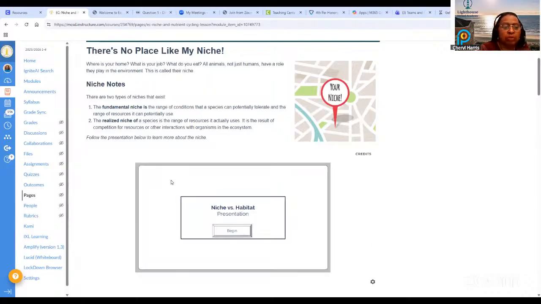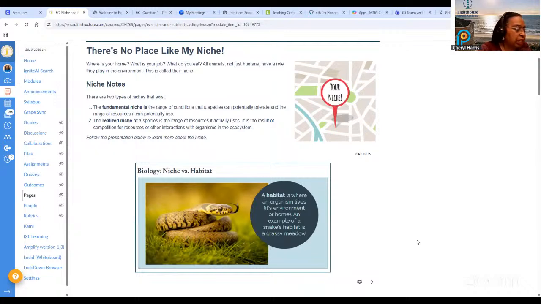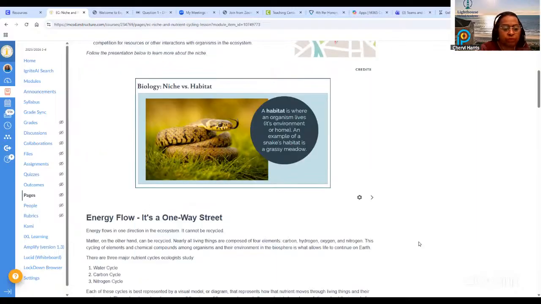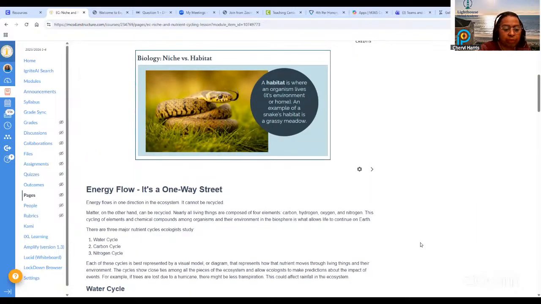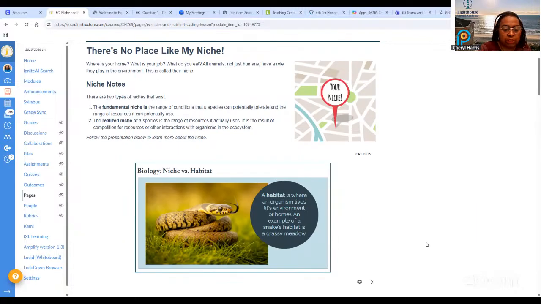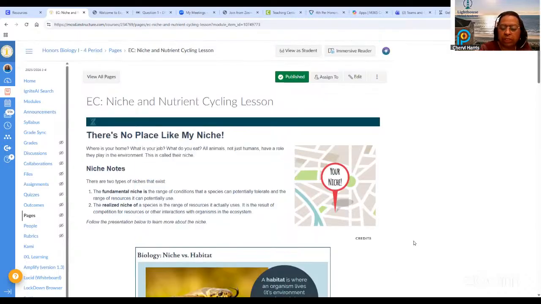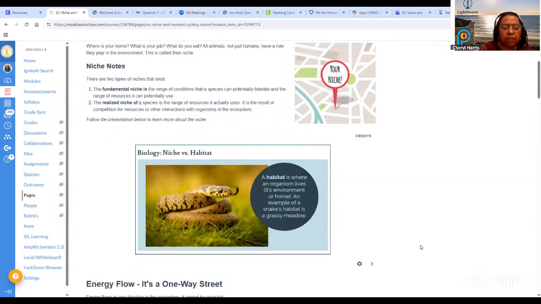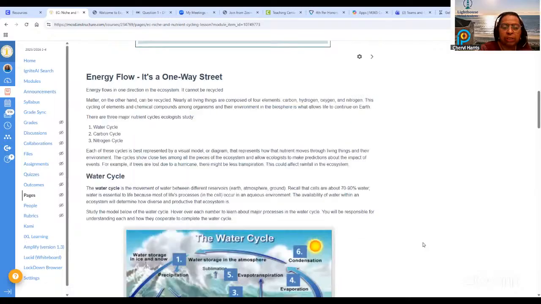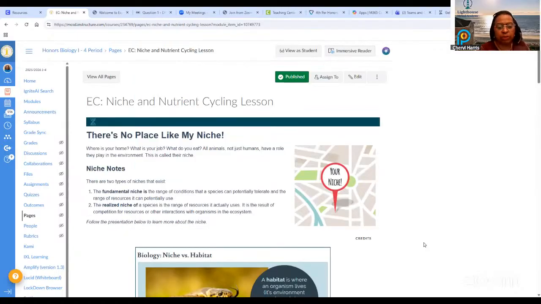And I'm going to go through the difference between a habitat and a niche. Okay, so read through that, and then we're going to go through all of these cycles. But we're going to go through that quickly because that's not the bulk of the test. I'm trying to get to the other organization. All right, I'll be right back.